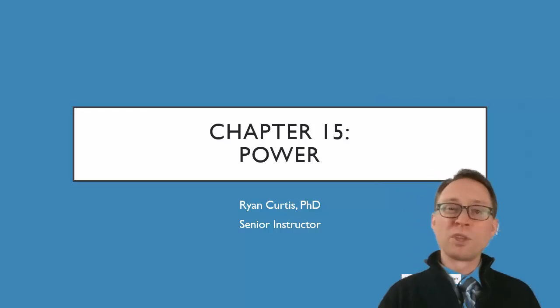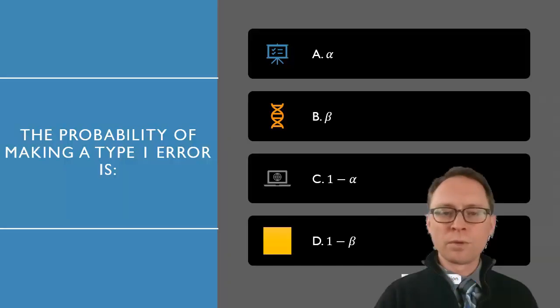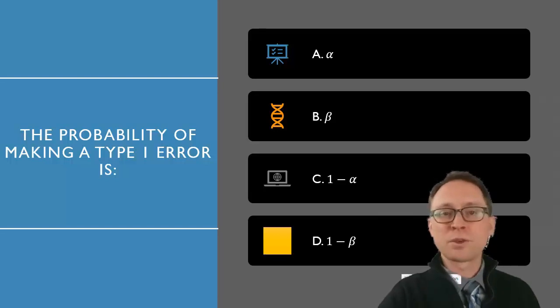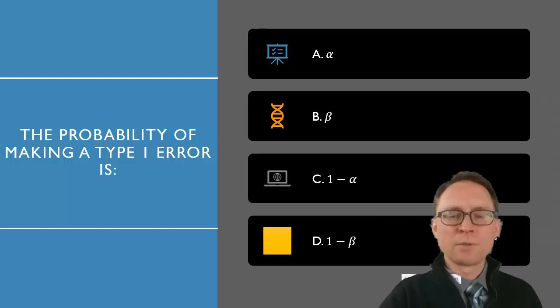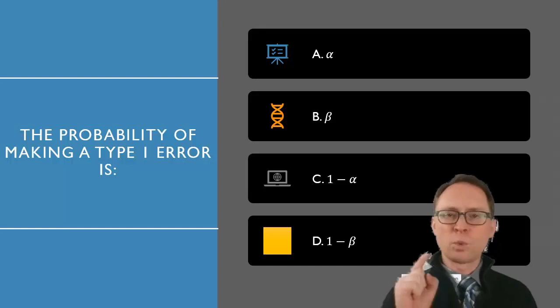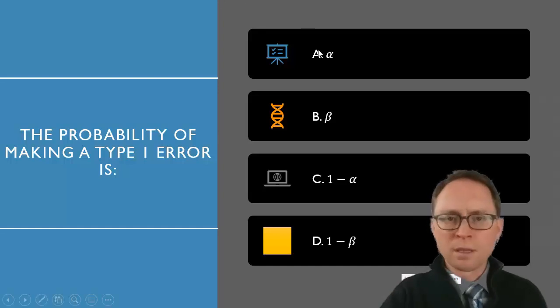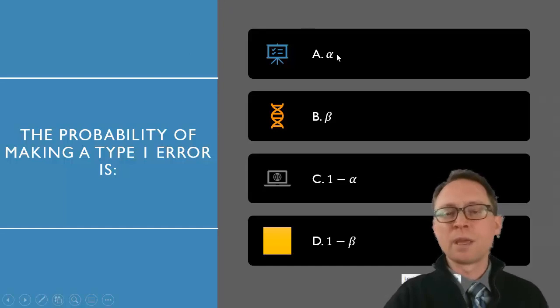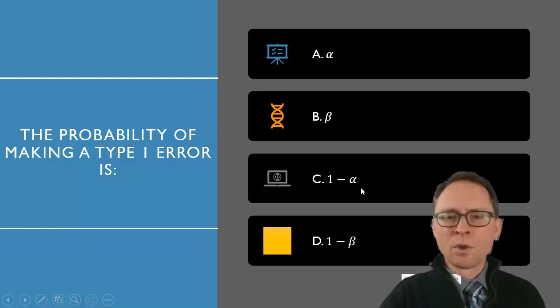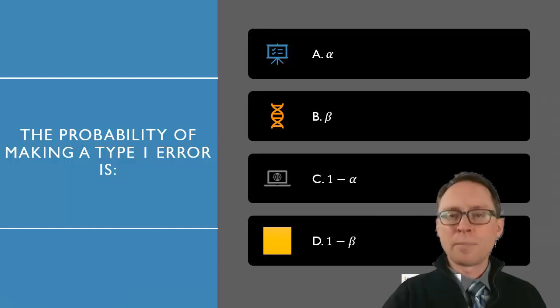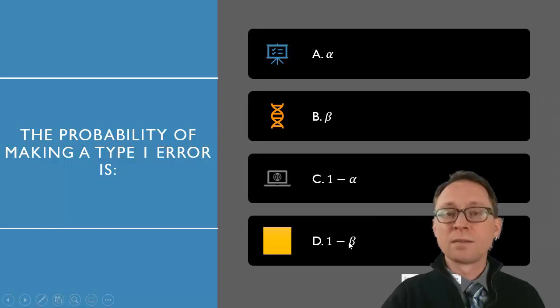So the first thing we need to do is review a little bit. We need to review some basic concepts about hypothesis testing. So go ahead and answer this question. Okay, the probability of making a type 1 error is what you choose it to be. That is alpha. Alpha is the probability of making a type 1 error. Beta is the probability of making type 2 error. 1 minus alpha is the probability of being correct if the null hypothesis is actually true in reality. And 1 minus beta, that's power.